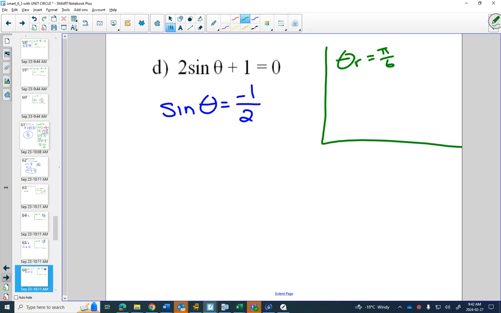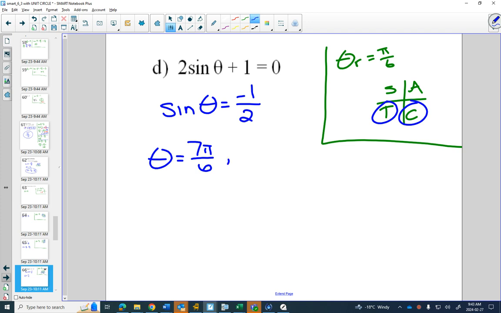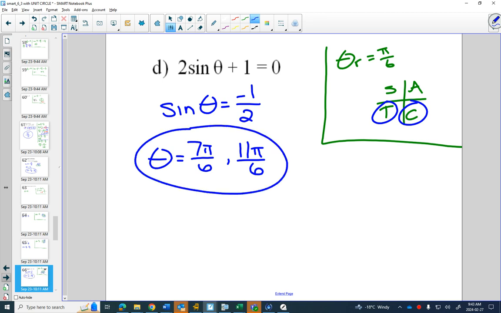And according to my CAST rule, sine is negative. I know it's in quadrant 3 and quadrant 4. So now I can just say, what's my pi over 6 in quadrant 3? 7 pi over 6. What's my pi over 6 in quadrant 4? 11 pi over 6. And there's my final answer.